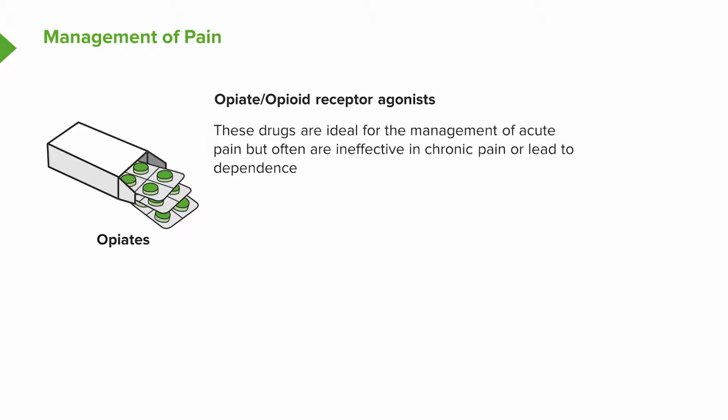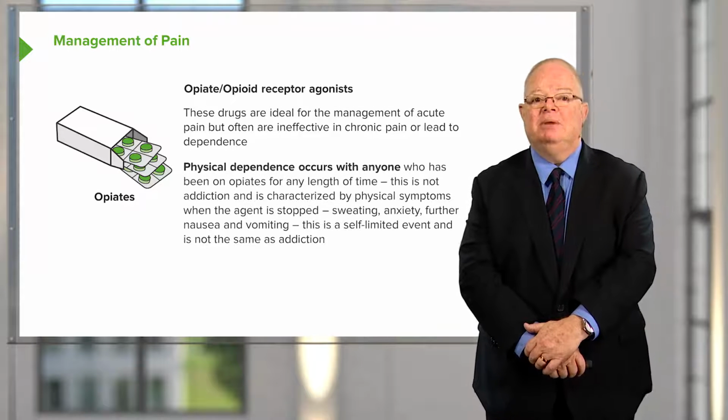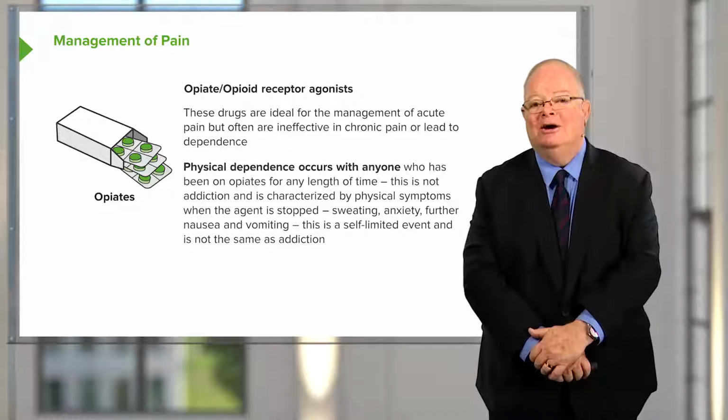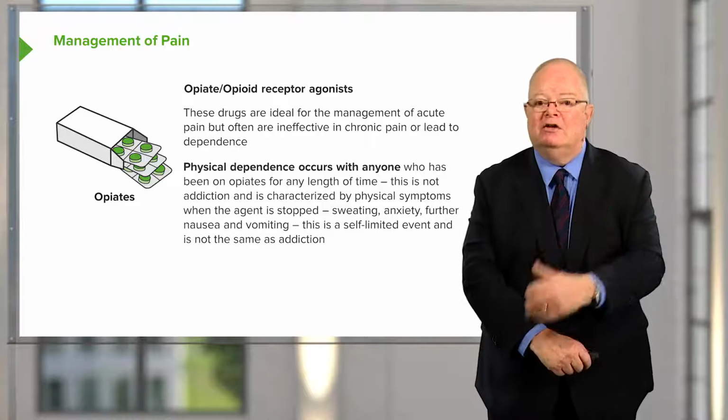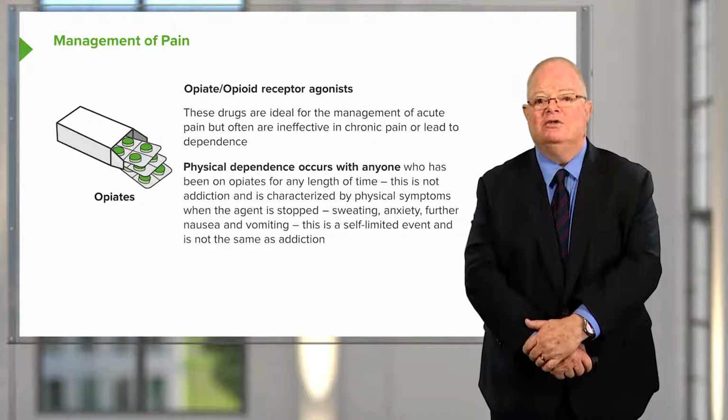These drugs are ideal for managing acute pain, but are often ineffective in chronic pain and lead to dependence, as we've talked about. We've already talked about tolerance and physical dependence. They can lead, of course, to addiction in those people who are susceptible. Remember what I said earlier, physical dependence occurs in anyone. So none of us are able to prevent ourselves becoming physically addicted to these drugs. It happens to us all.